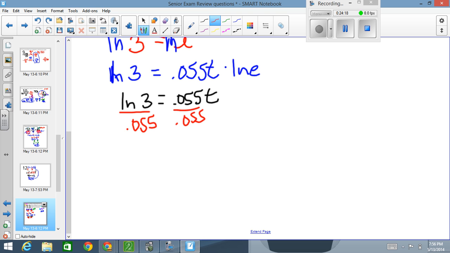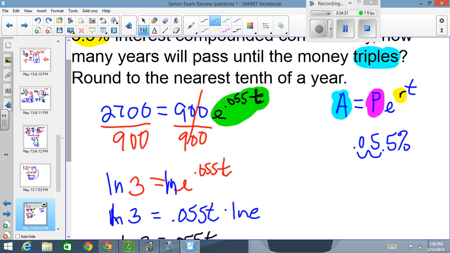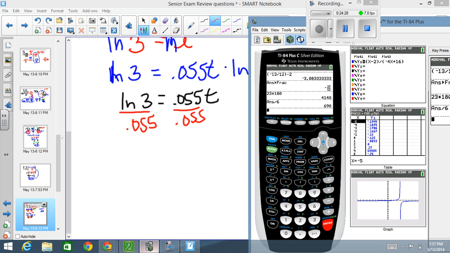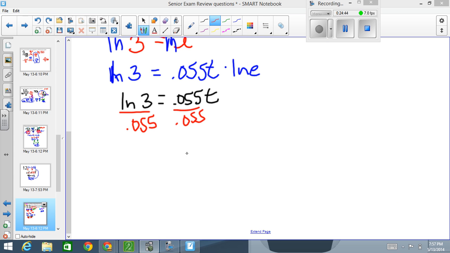Okay. And if you go to your calculator to do that, it says to round to the nearest tenth of a year. So I grab my calculator, I press natural log of 3, close parentheses, divided by 0.055, enter, and I get about 19.9, well, let's call it 20.0 years.